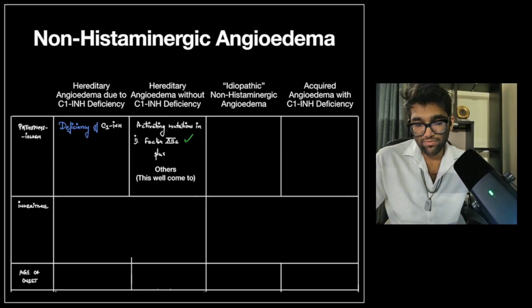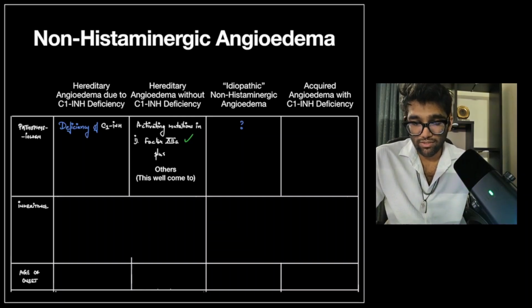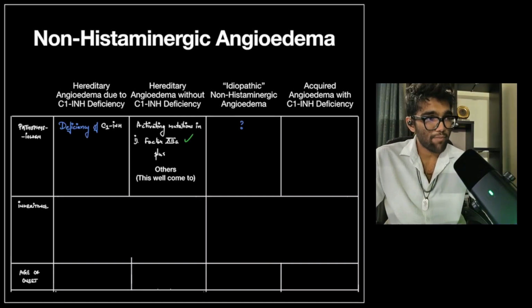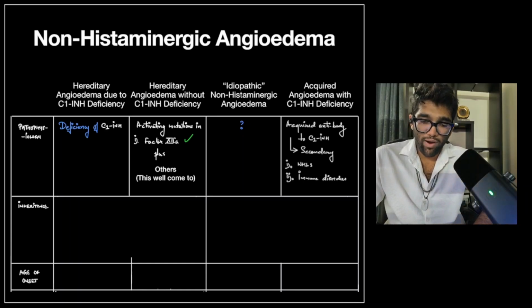But there are others, and this will just come to. Now, idiopathic non-histaminergic angioedema, essentially, we don't know the cause for. There is activation of this bradykinin, but why it is happening, we really don't know. It could be multifactorial. Then we have acquired angioedema with C1-INH deficiency.